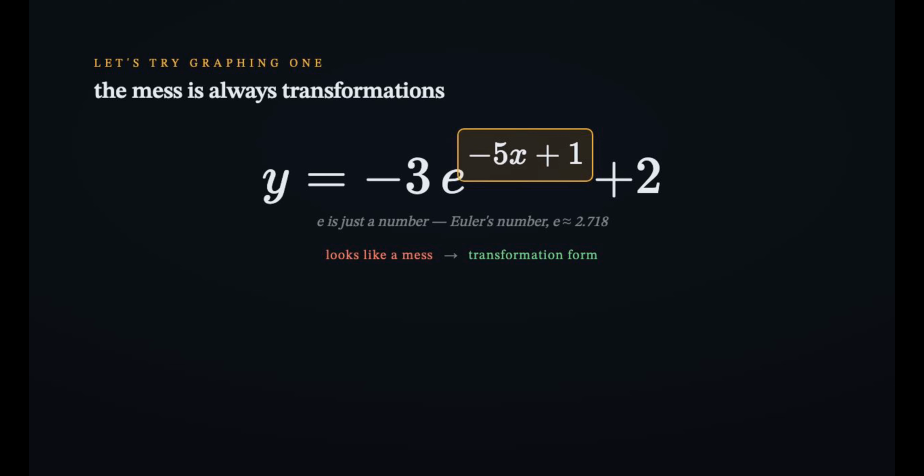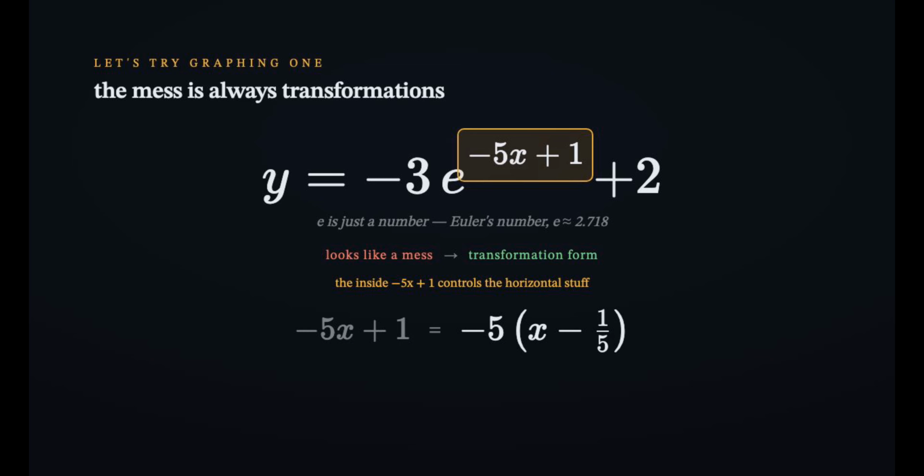Minus 5x plus 1 is inside the function e to the x, so that is in charge of the horizontal stuff. We need the coefficient of x to be 1, so let's factor out minus 5. Doesn't matter if we get a fraction. Minus 5 in brackets x minus 1 over 5. Nice. Now we know we get a horizontal dilation of factor minus 1 over 5, and then shift to the right by 1 over 5. A negative dilation just means we reflect first, then dilate by 1 over 5.